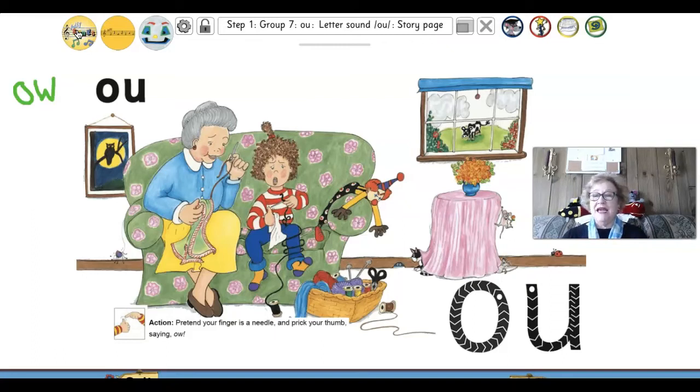That's what I would say. Now I see a couple of things in our picture that have the ow sound. Some are spelled with OW and some are spelled with OU. Let's start with the one that I see in the window. Can you see the clouds over here? Let's write that word, clouds.